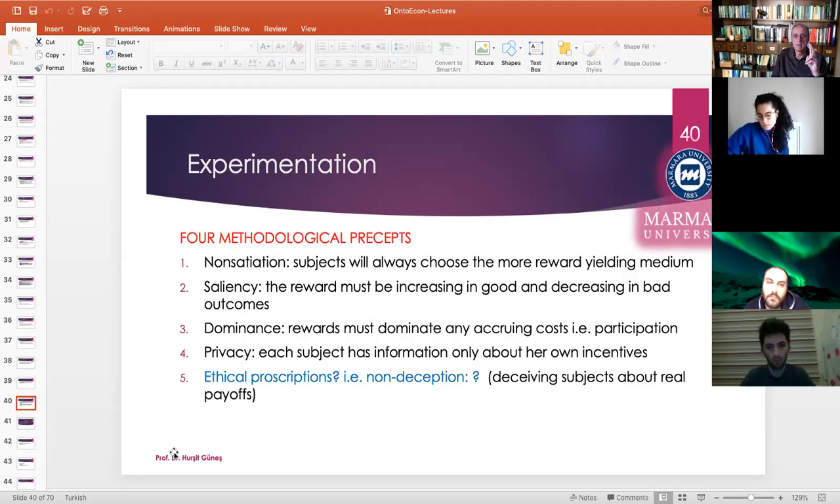In experimentation, number two is saliency. What is saliency? Something which is obvious. The reward must be increasing in good and decreasing in bad outcomes.